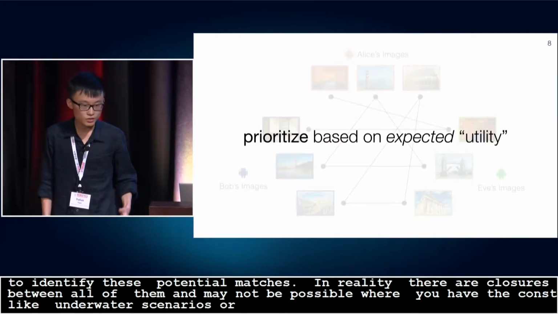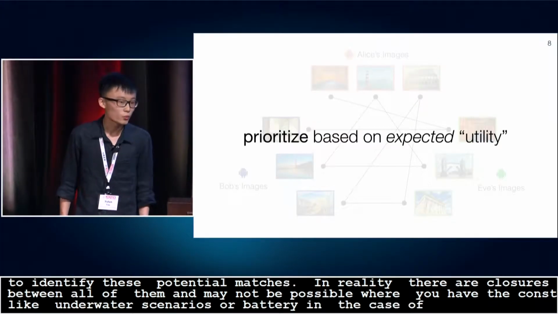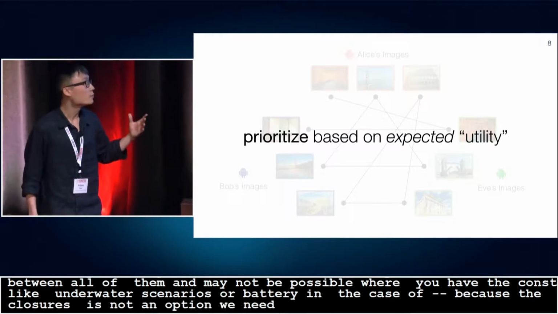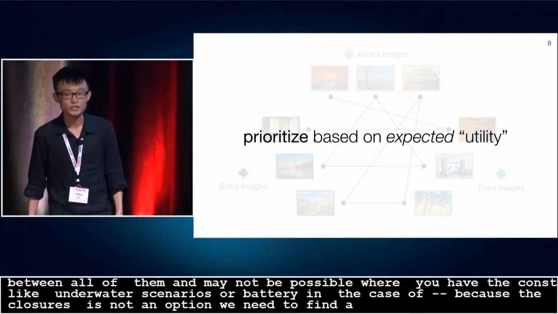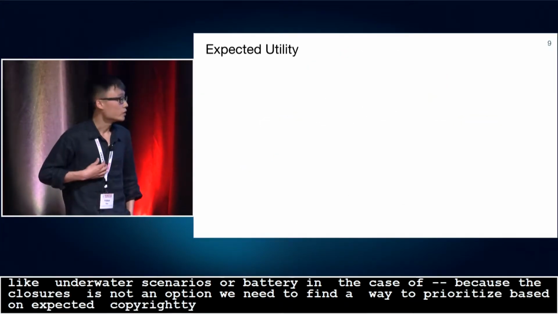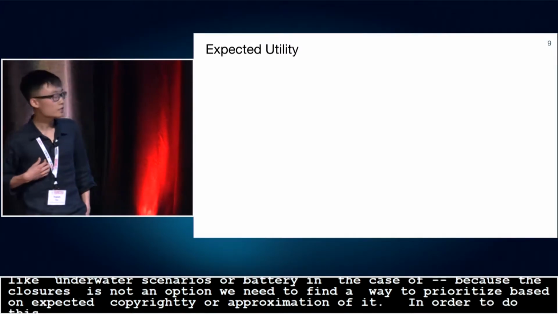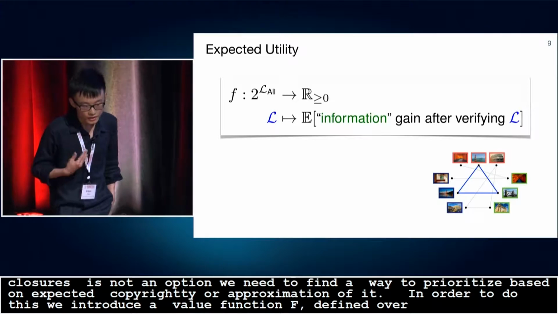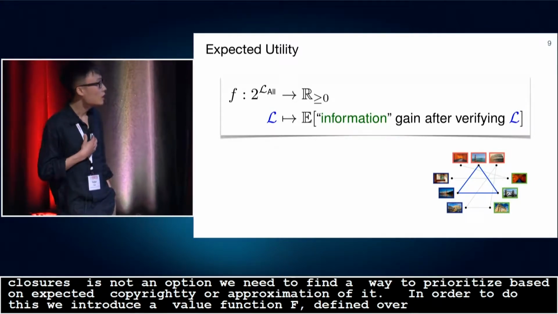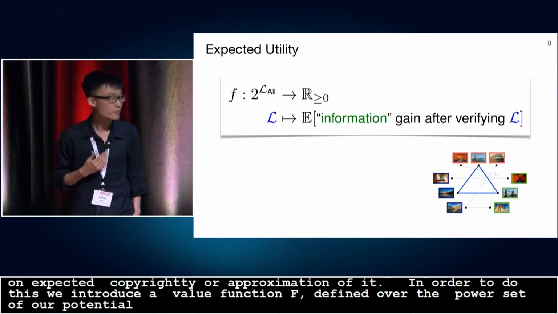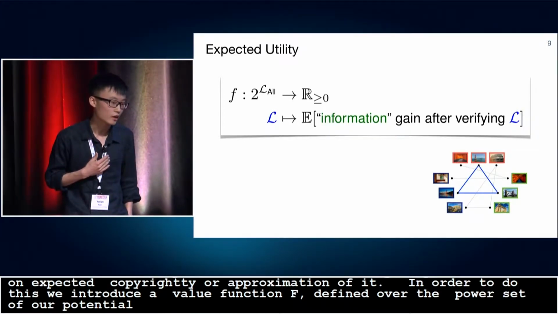Because verifying all potential loop closures is not an option, we need a way to prioritize the selection of potential loop closures to verify based on their expected utility or based on a good approximation of it. In order to do this, we introduce a value function f defined over the power set of all potential loop closures. Given any subset of potential matches L, for example, these three edges shown in blue, f will return the expected information gain after verifying L.